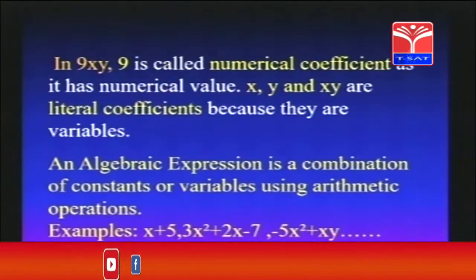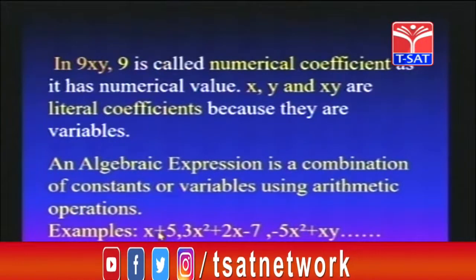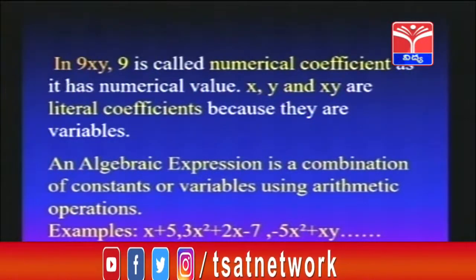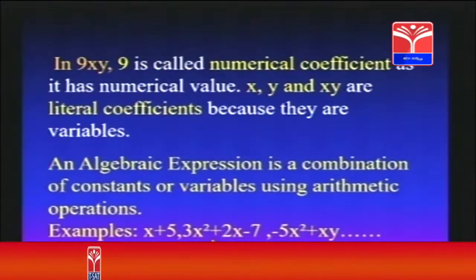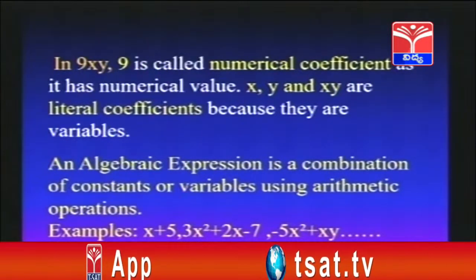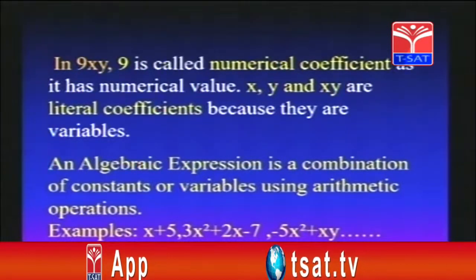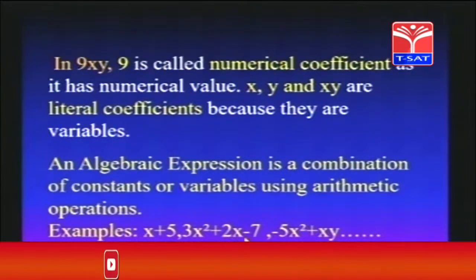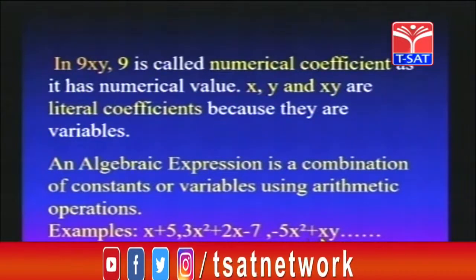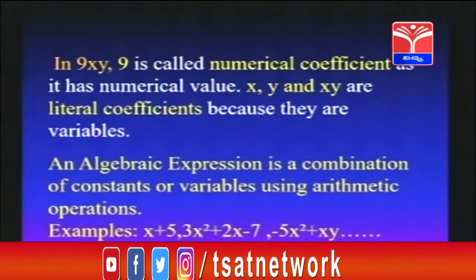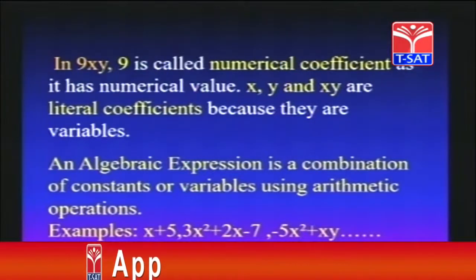As you can see here, for example, x plus 5. Here the operation used is plus. In this, 3x square plus 2x minus 7 is also an algebraic expression having three terms. Here the operations used are plus and minus. And one more example, minus 5x square plus xy. Here also you can see two terms are combined with an addition sign in between them.